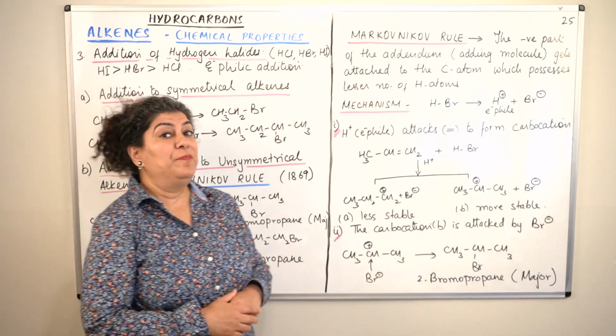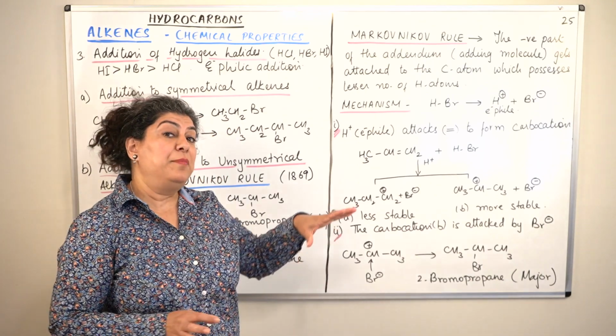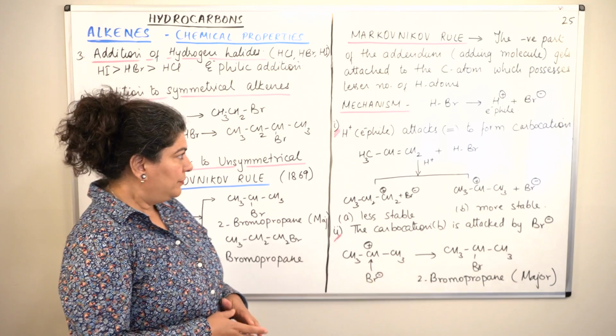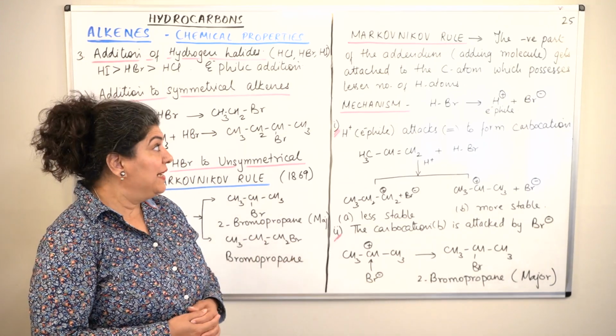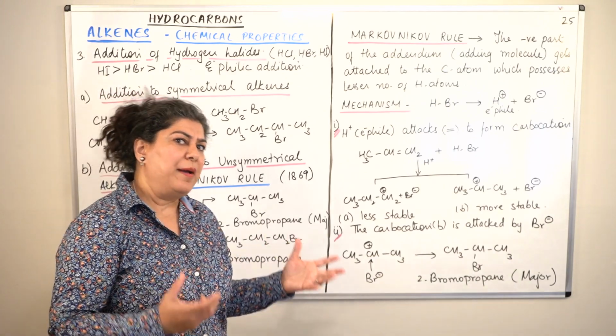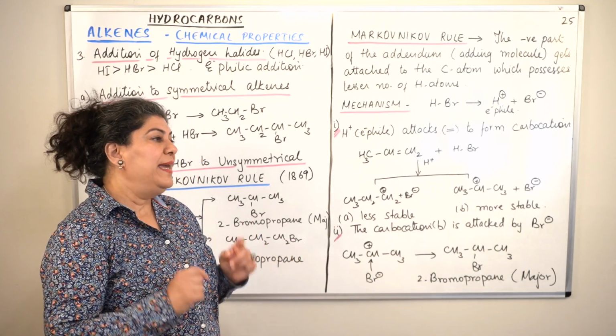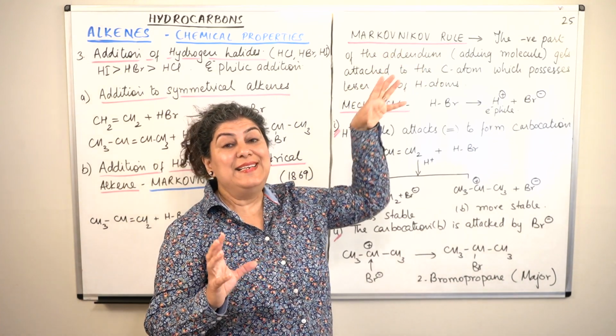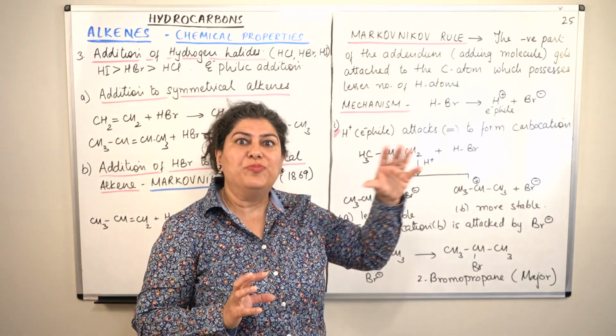What could be the reason? The reason can be understood if we understand the mechanism of this reaction. So let's understand the mechanism. What happens in this reaction? Once we understand what happens, we get to know why exactly addition takes place according to Markovnikov rule.